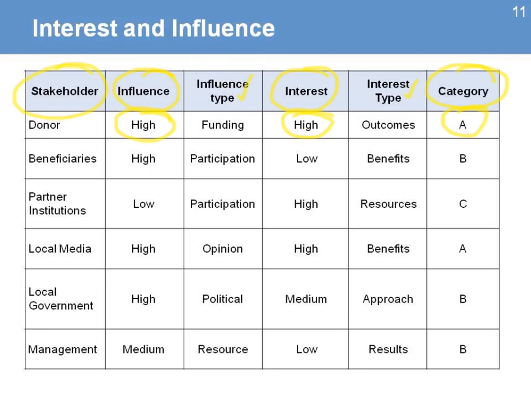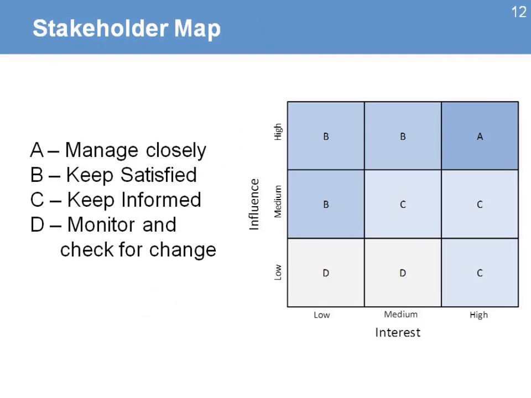Here's another example: somebody with low influence and high interest will be in category C. Somebody with high influence and medium interest would be in category B. The idea of placing these categories is that it helps you identify the type of strategies you need to manage the relationships. And for that, we use this other matrix where we map levels of influence and levels of interest, and we have all those four categories.